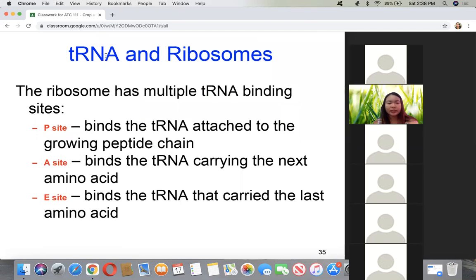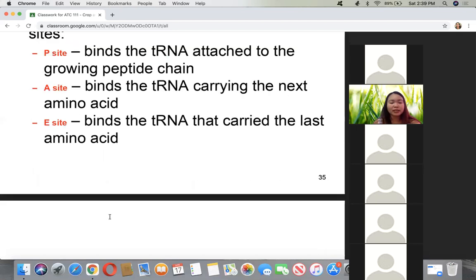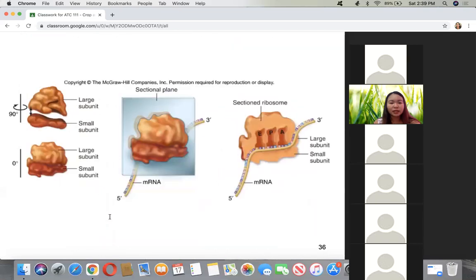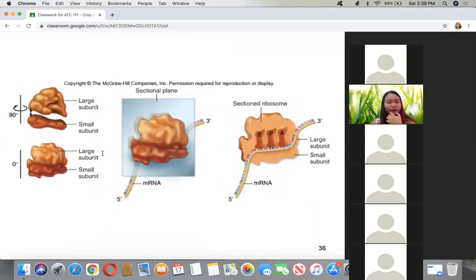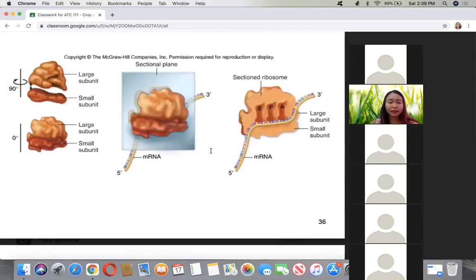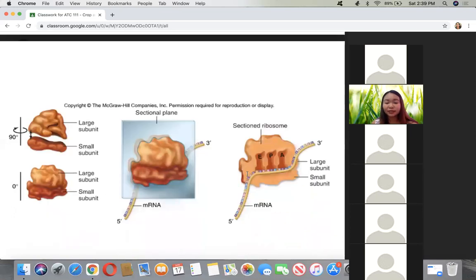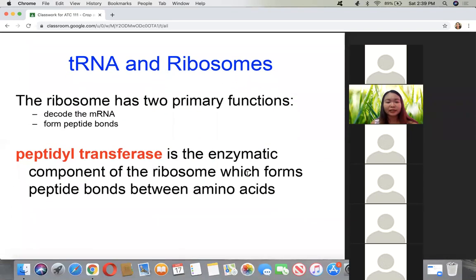So, the tRNA and ribosomes: the ribosome has multiple tRNA binding sites. We have the P site, the A site, and the E site. They all bind tRNA: the P site to the tRNA attached to the growing peptide chain, the A site to the incoming amino acid, and the E site to the exiting tRNA. This figure will show you. I will not discuss the details, since all the explanation is in the figure and we have less than a minute left.